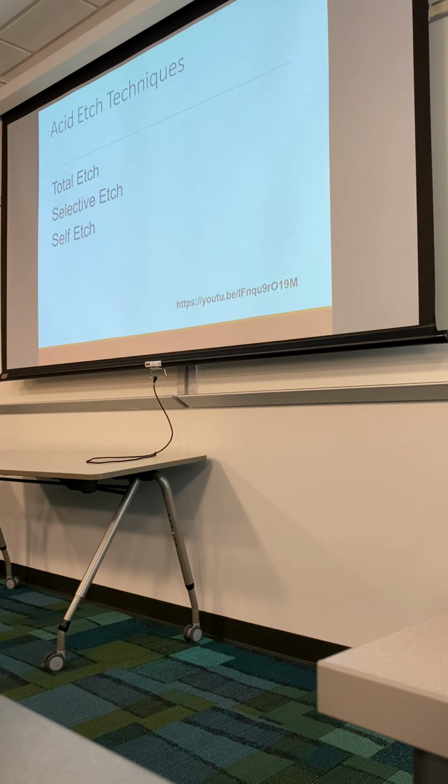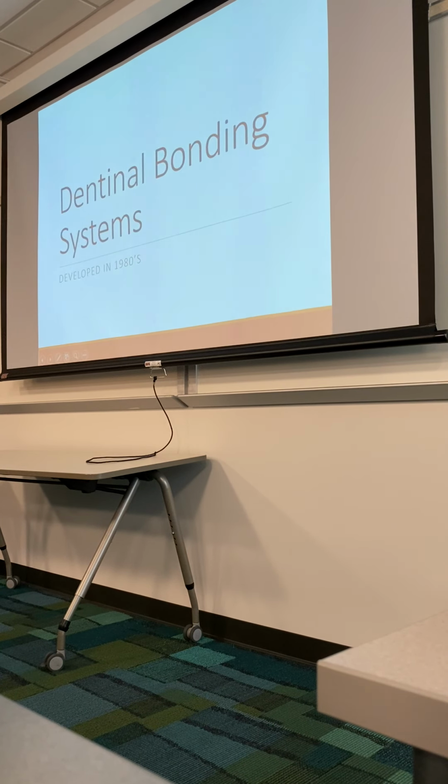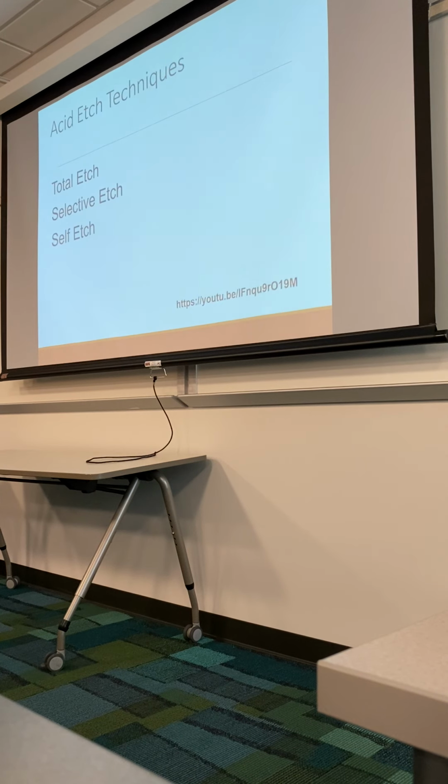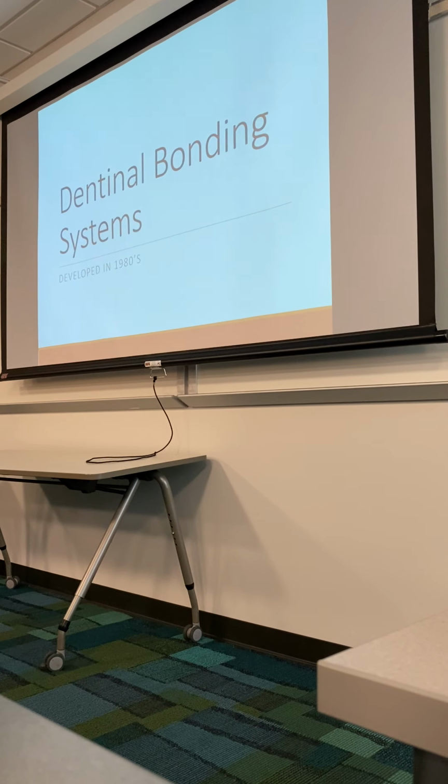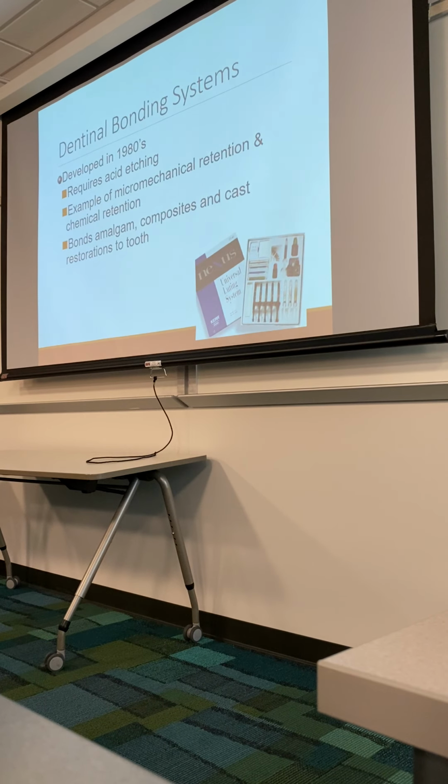Okay, so there's techniques too: total etch, selective etch, and self etch. And so, I've got a YouTube video, I can get that there in a second, but we'll watch a little video on that if we have time. So, dentinal bonding. This is when we're doing deeper restorations. This came around in the 80s. This also requires etching.